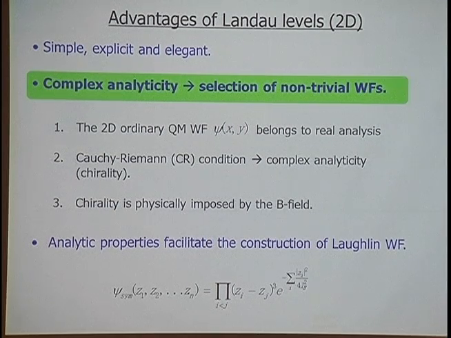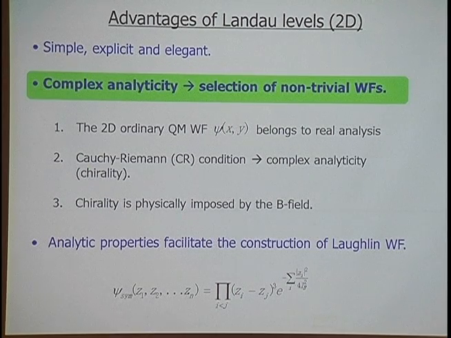We only want to select part of them with good properties. So the 2-dimensional wave function, although complex valued, depends on both x and y. Generally speaking, it's not an object of complex analysis, but rather of real analysis. In order to select the part with good properties, we impose a Cauchy-Riemann condition, which means that this wave function should have complex analyticity.